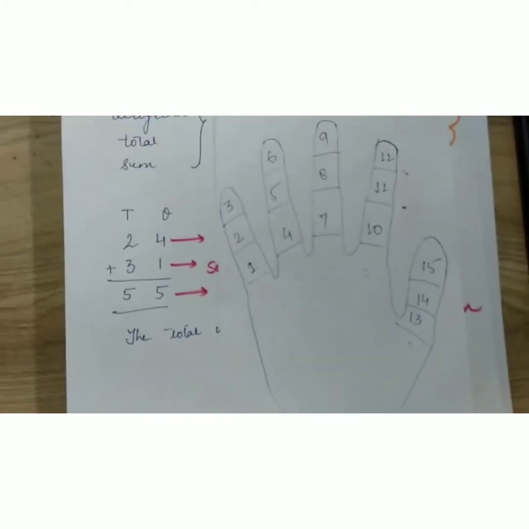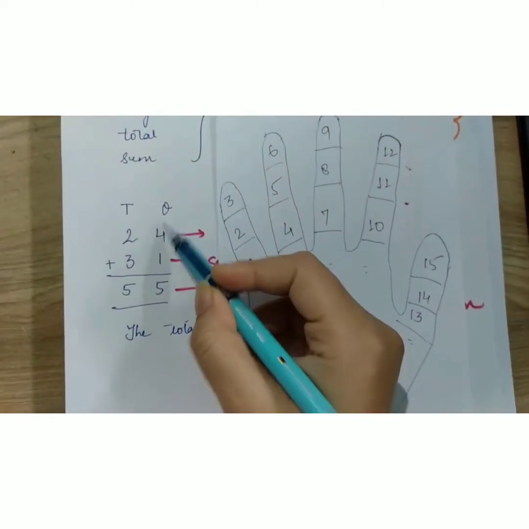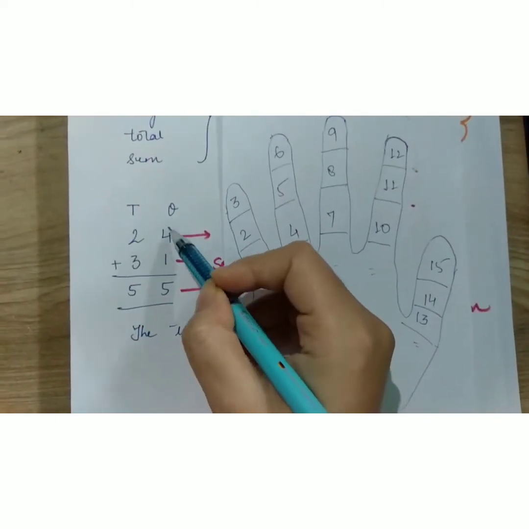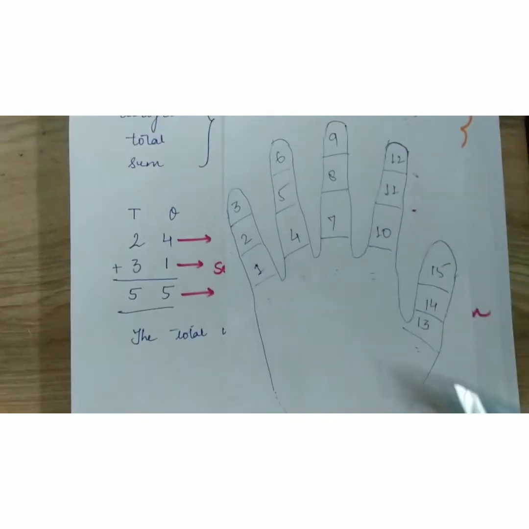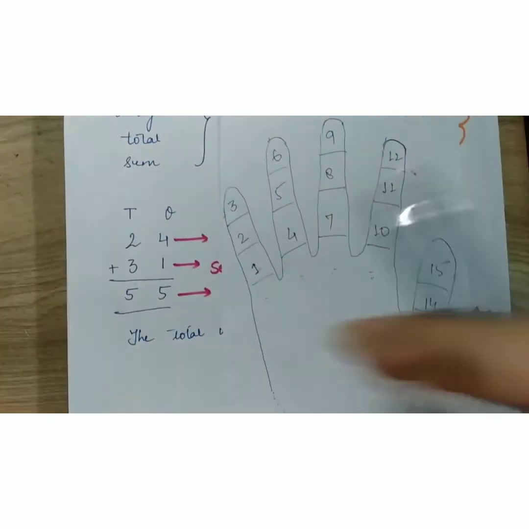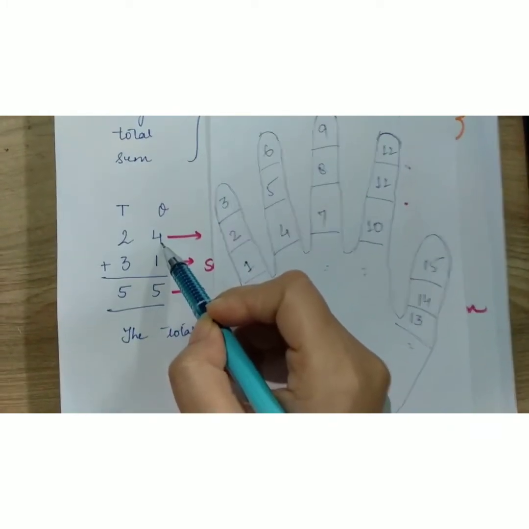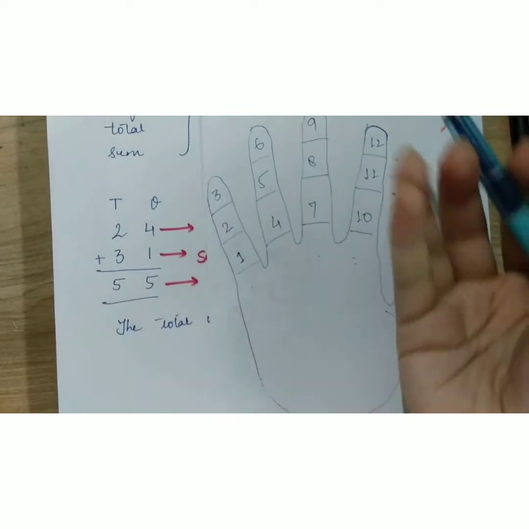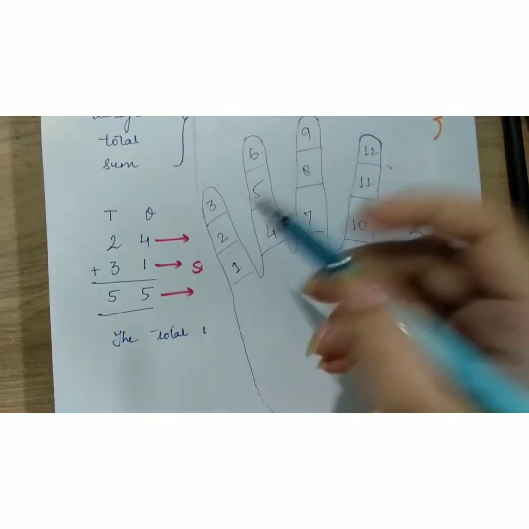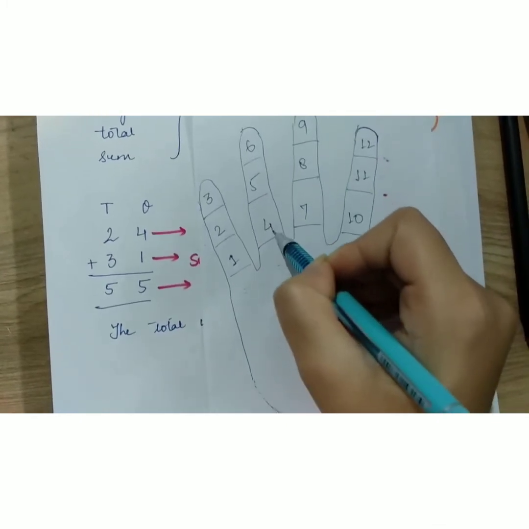Okay children, let's start adding these digits. So in one's place, first number is 4, and we all know that you all know how to add on your fingers, but I will tell you again. So first number we are having at one's place is 4. So we will start counting on our fingers. 1, 2, 3, 4. And we will stop here.